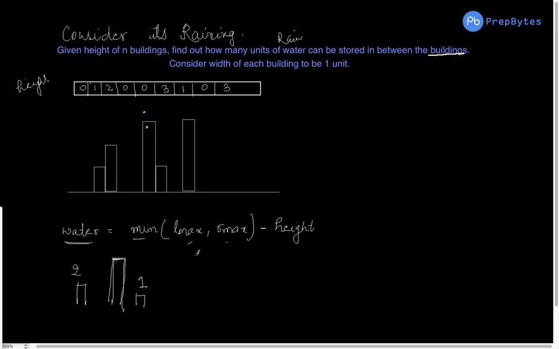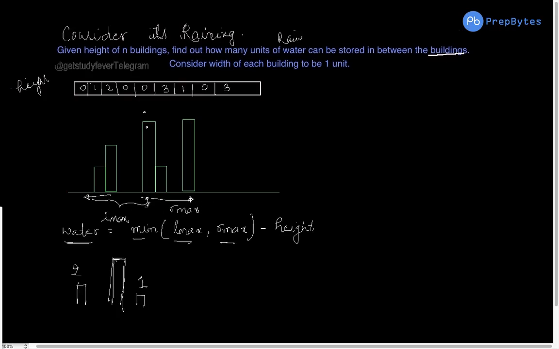So we have to ensure that while calculating L max and R max, we include this particular building. Now, let's see how we can calculate L max and R max. What we are thinking of doing is that for each particular building, including that building, I'll run a loop from this building to the left and find out the L max for each building. Similarly, I'll go from this particular building to the right and find R max.